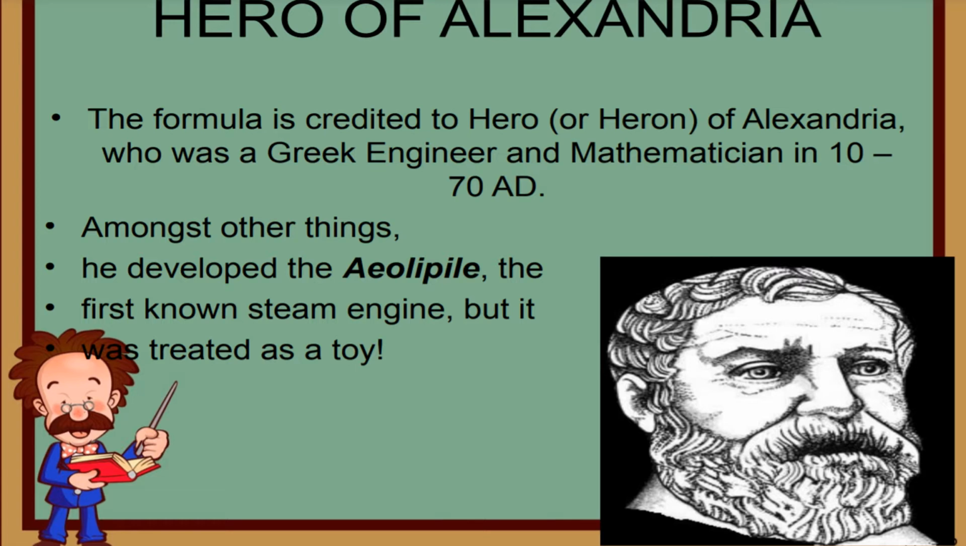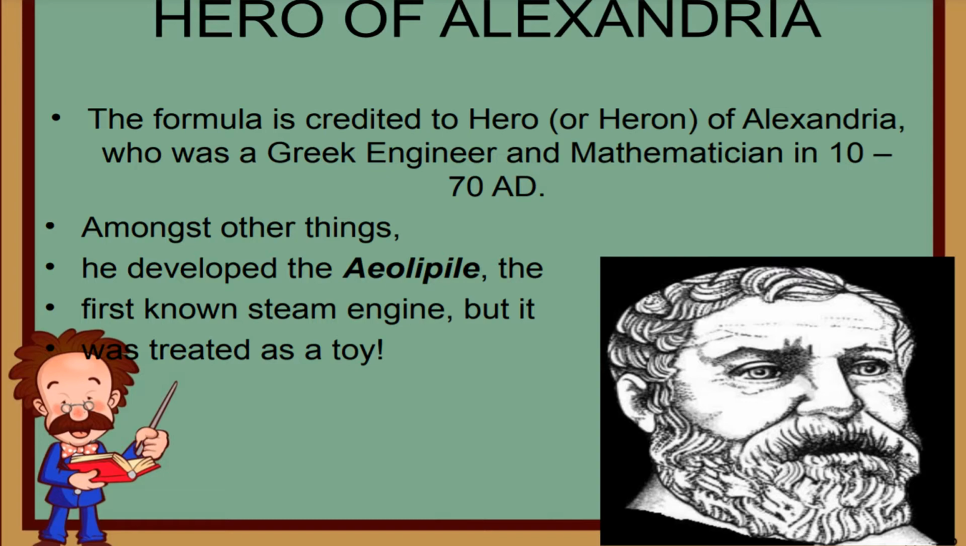Hero of Alexandria. The formula is credited to Hero or Heron of Alexandria, who was a Greek engineer and mathematician in 10 to 70 AD. Okay, my children, he is a Greek mathematician and also an engineer. Amongst other things, he developed the Aeolipile, the first known steam engine, but it was treated as a toy.